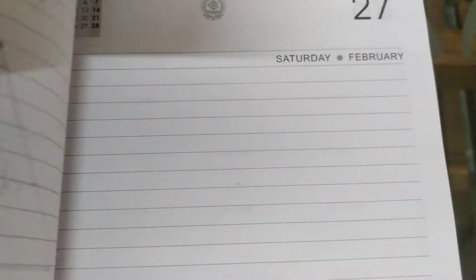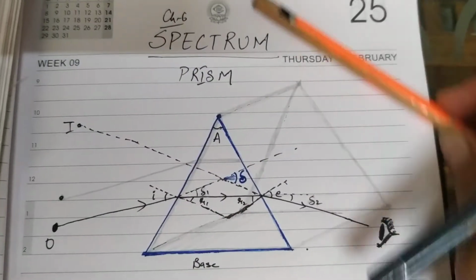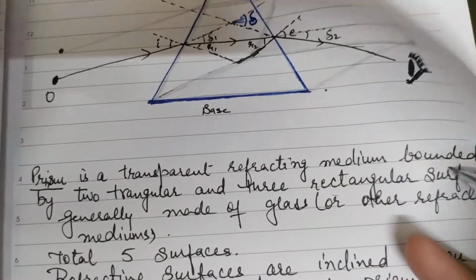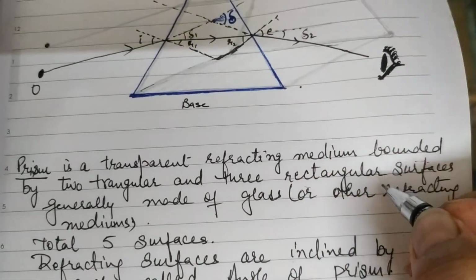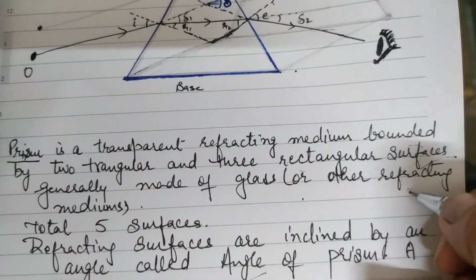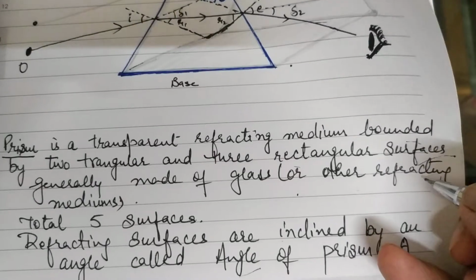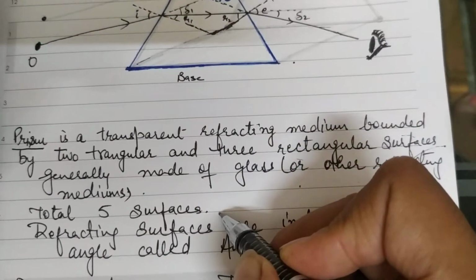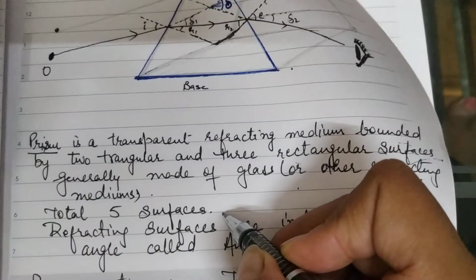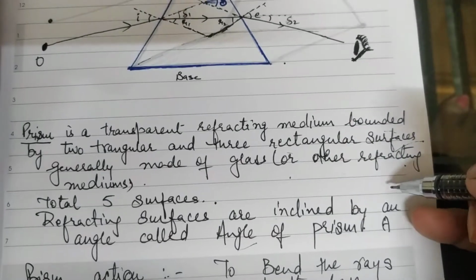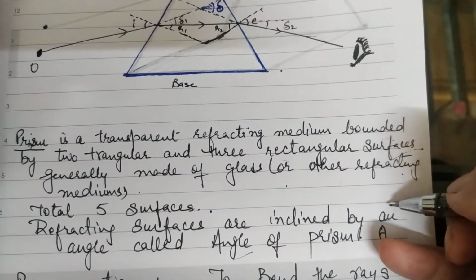So let us revise once again the definitions. Firstly, the definition of the prism. It is a transparent refracting medium bounded by 2 triangular and 3 rectangular surfaces, which are generally made of glass, or it may be some other refracting medium also. There are total 5 surfaces in a prism, meaning 5 plane surfaces, and the refracting surfaces are generally rectangular surfaces which are inclined by some angle.